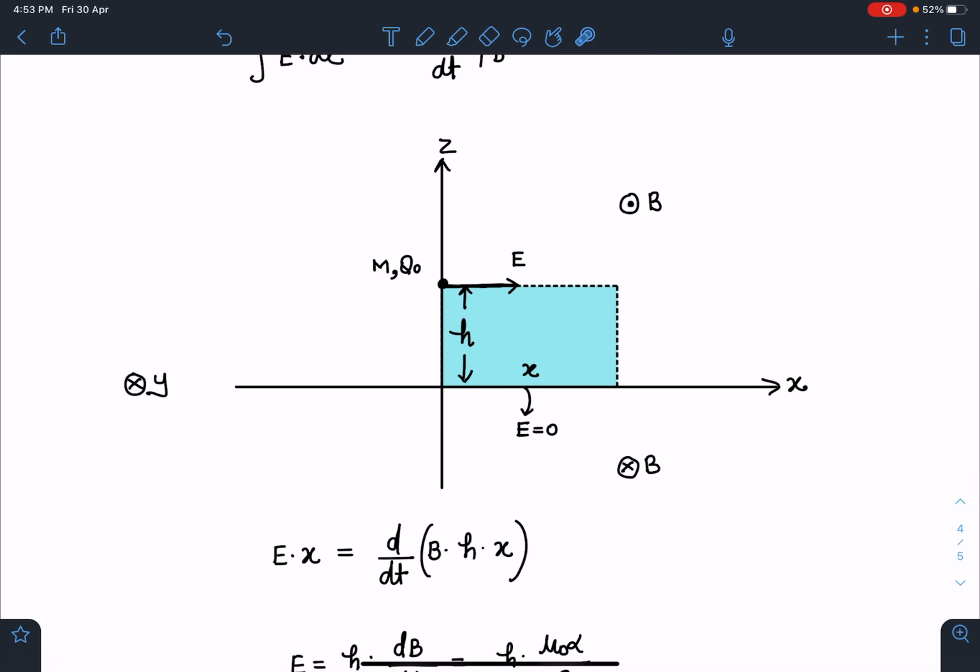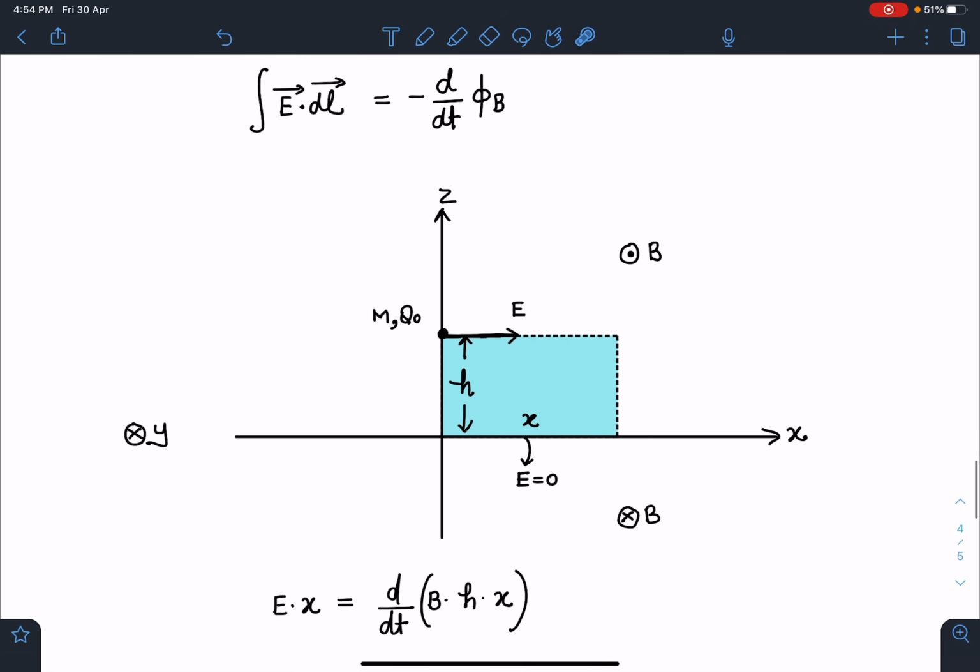If I take any loop, let's say the charge is placed at this edge. So if we take this rectangular loop here, we can apply integral E dot dl in this loop, and that should be equal to d by dt of the magnetic flux through this loop. By symmetry I can say, because B has one direction here, that on this line the B value will be 0 and the corresponding E value also will be 0. That is my assumption here.